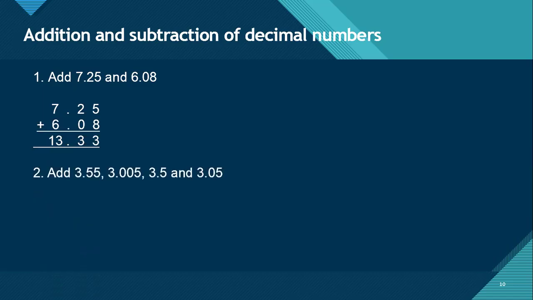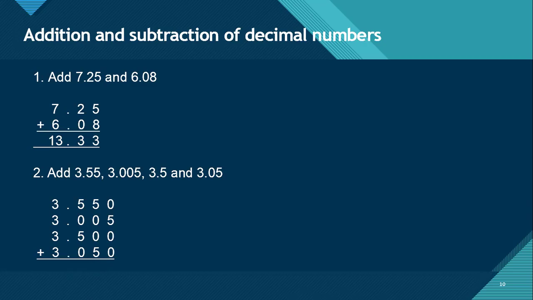Next example, add 3.55, 3.005, 3.5 and 3.05. So we simply write the numbers. The first number will be this, the second number, third number and fourth number with the addition sign. Now we have to add. Now we are making it like fractions. Why are we making like fractions? To not get confused. Okay, so simply we'll add.